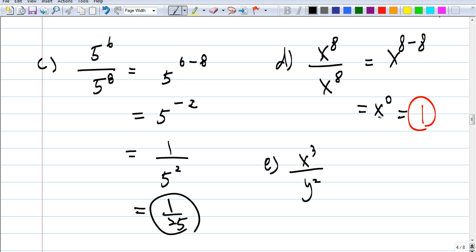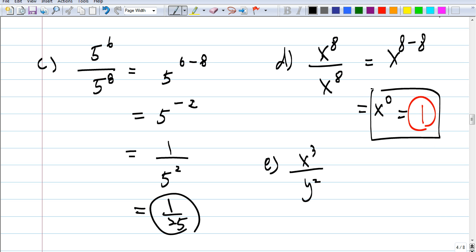So turns out, anything to the 0 power is 1. Did you guys know that? But there's one exception. When is it not 1? Yeah, 0 to the 0 power. It's undefined. But anything to the 0 power except 0 is again 1. So we're going to talk about that in a minute.